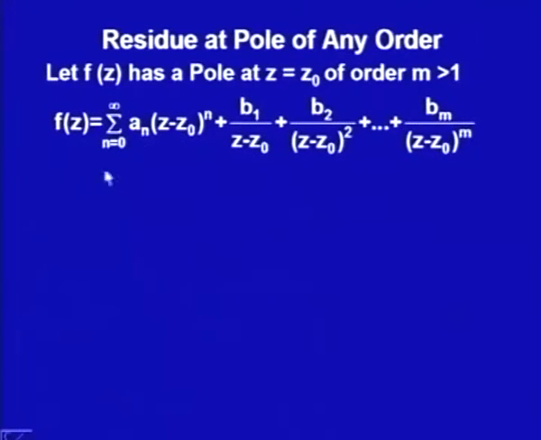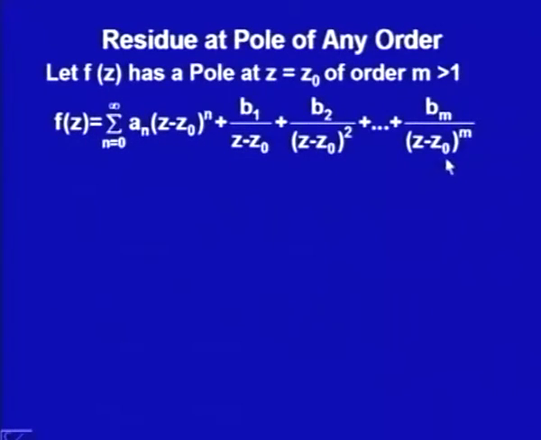If this is happening, then we do know that f(z) can be represented by this Laurent series: summation n running from 0 to infinity, a_n (z - z0)^n, plus b1 upon (z - z0), plus b2 upon (z - z0)^2, and so on, plus b_m upon (z - z0)^m. Because it is a pole of order m, my principal part will take m terms only.